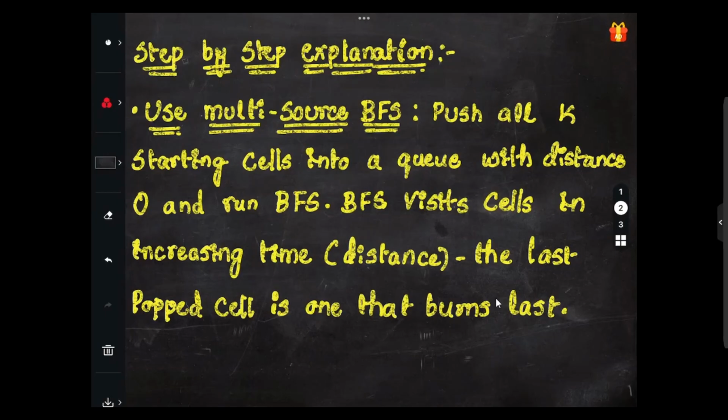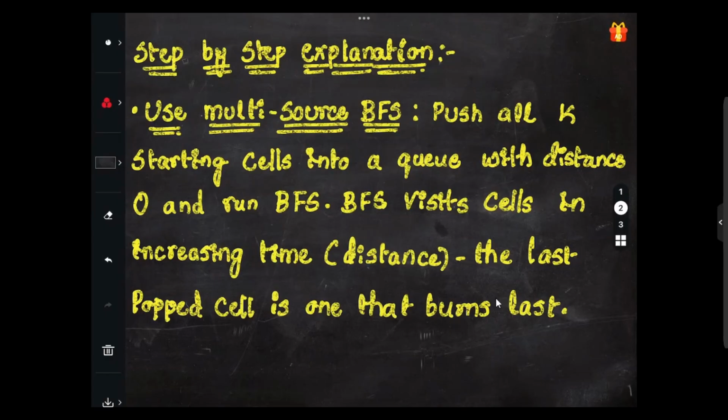First, what we'll do here, we'll push all the k starting cells. So k, in the example, they have given 1. We will push all the k starting cells into the queue with the distance 0. They have mentioned in the question, if you remember, every minute fire spreads to all the 4 neighbor cells at the Manhattan distance 1 that are not burning. So we push all the k starting cells into the queue with the distance 0 initially and run the BFS.